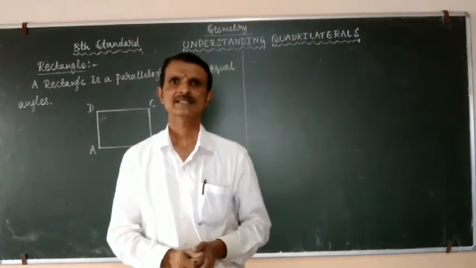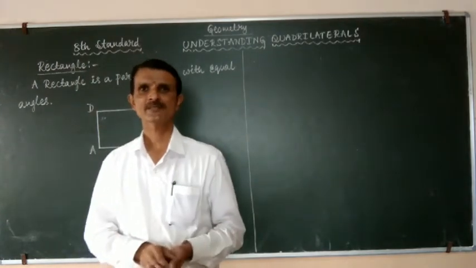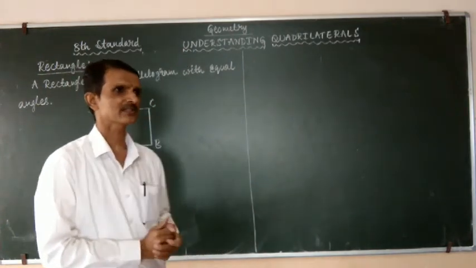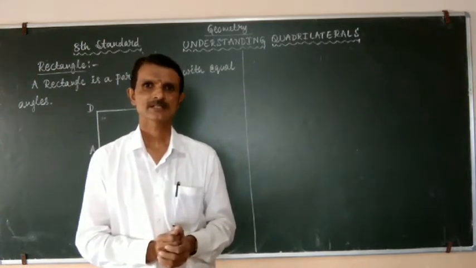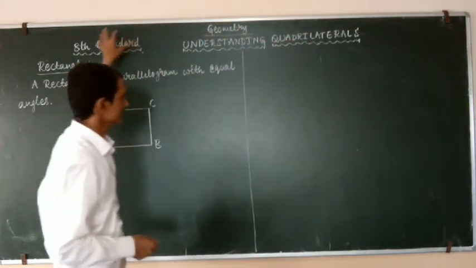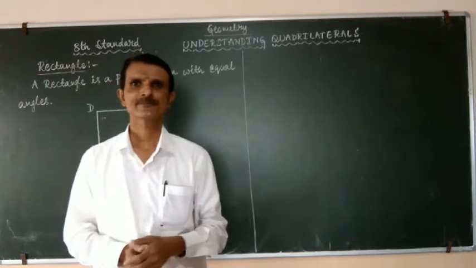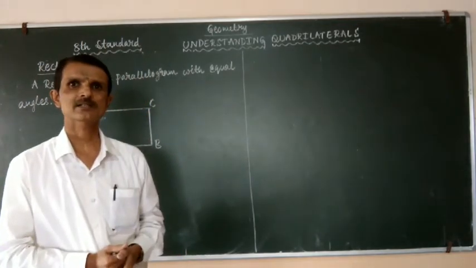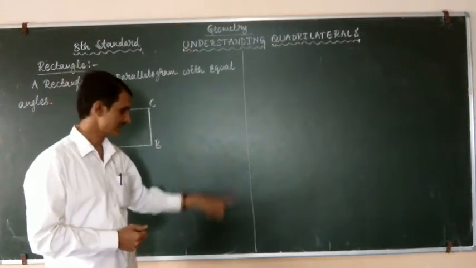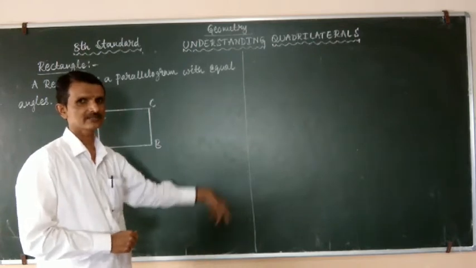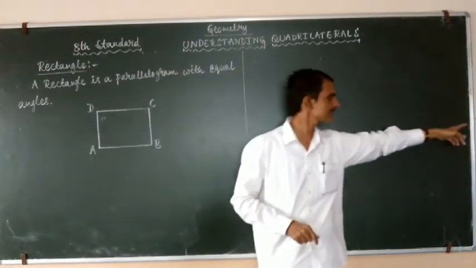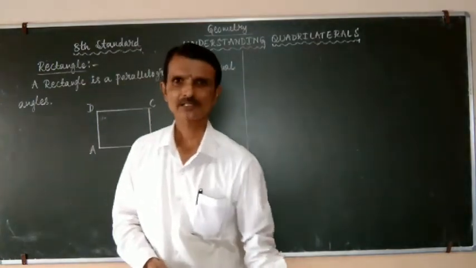Now, students, we will see another special type of parallelogram, that is the rectangle. You are already familiar with this type of quadrilateral. If you observe this board, it is of rectangular shape. The opposite sides are equal. The lengths of these two sides are equal and they are parallel. Similarly, these two sides are equal and parallel.